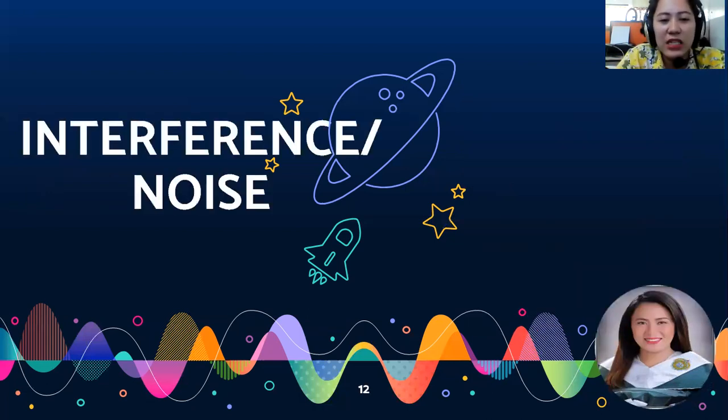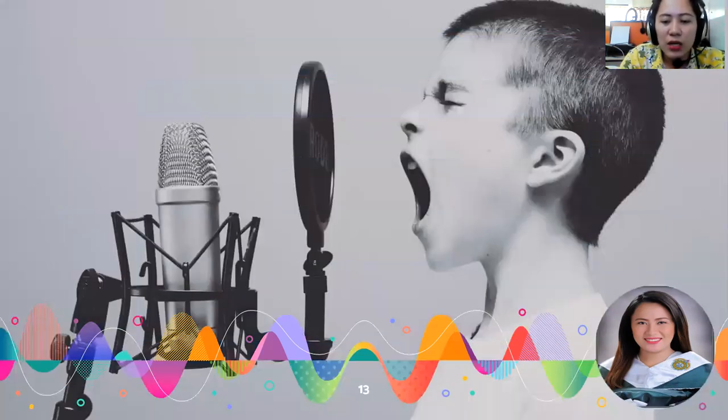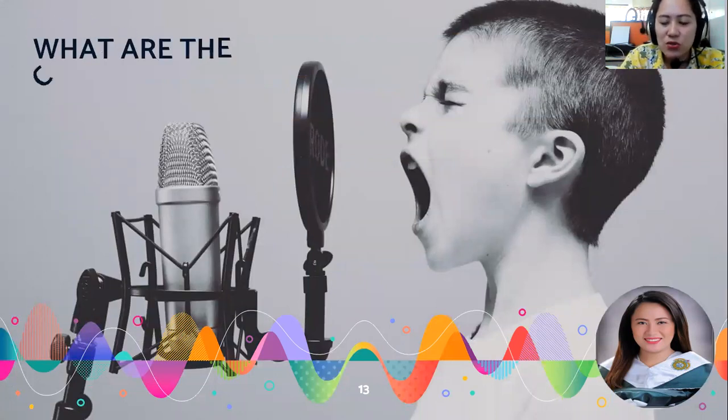Next, we have the interference or the noise. This is anything that will impede or hamper the communication process. It is anything that hinders the shared understanding, and generally noise is classified as external, internal, and semantic. These are also often misunderstood.